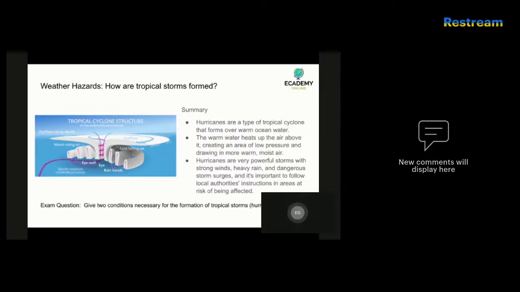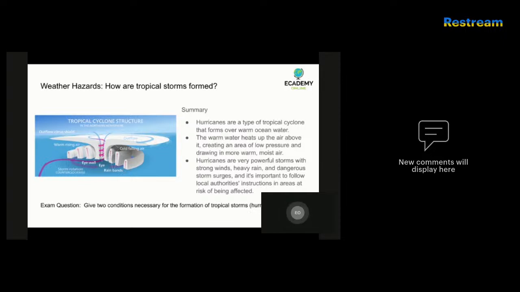As the moisture condenses into clouds, it releases that heat, which makes the air around it even warmer and causes it to rise even faster. As the warm, moist air continues to rise, it creates an area of low pressure at the surface, and this draws in more warm, moist air from the surrounding area, which then also rises and creates more low pressure. This cycle is continuous, so more and more warm, moist air is being drawn in and rising up, and it creates a spiral of wind and clouds. As the storm continues to spin and grow, it eventually becomes a hurricane.